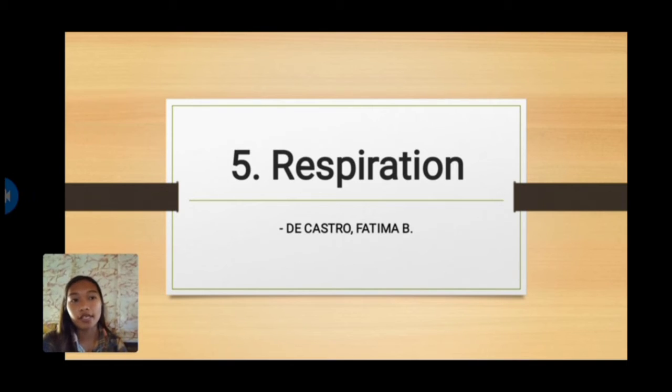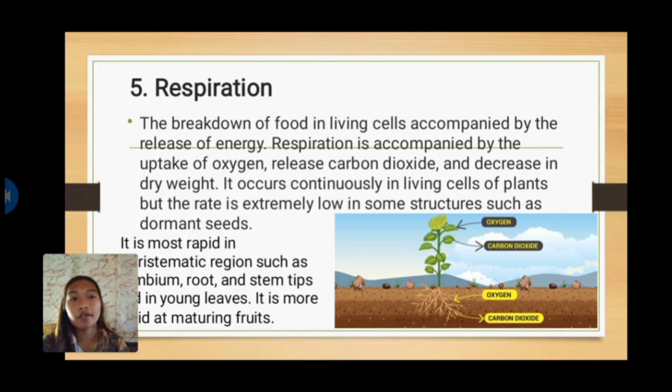Good day everyone, I am Fatima de Castro and I am going to discuss respiration. Respiration is the breakdown of food in living cells accompanied by the release of energy. It is accompanied by the uptake of oxygen, release of carbon dioxide, and decrease in dry weight.